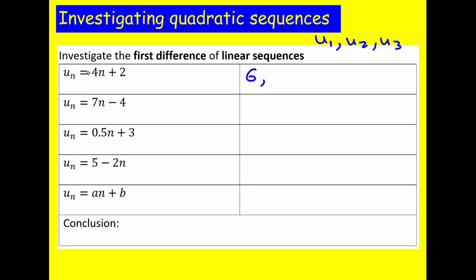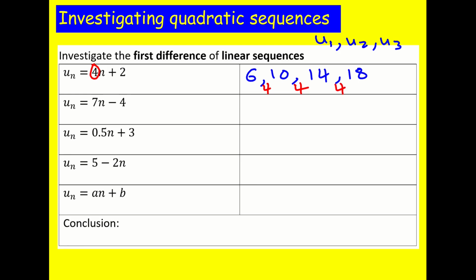If I want the second term, I'll do 4 times 2, 8, plus 2, 10. Third term, 4 times 3, 12, plus 2, 14. The next one, you can carry on if you want. I didn't say how many to find, but the next one will be 18. And actually, we've already kind of looked at this. The difference is actually the same every time, and it's the number that goes in front. So it's 4, 4, 4. But I kind of wanted you to find that out by substituting in.